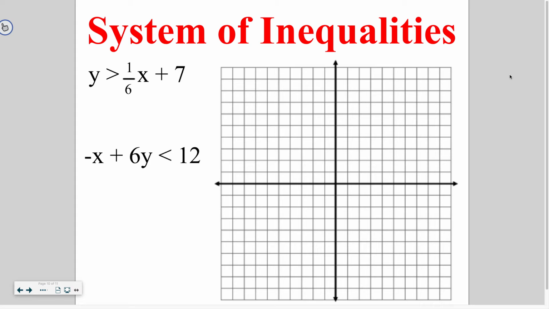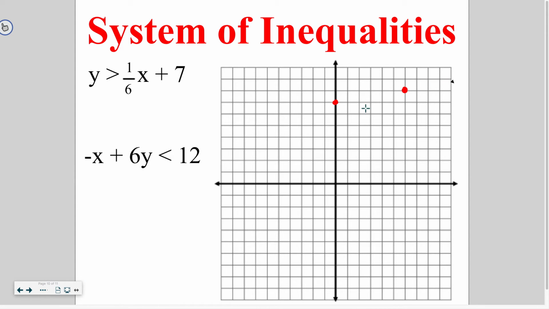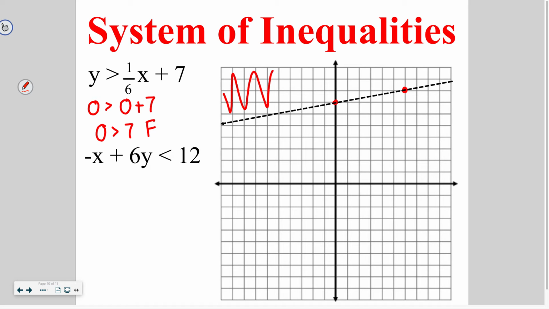So this last one is going to show us a case that is a little bit different from the other ones that we have done so far. So we are going to start at 7 and go up 1 and right 6. Since it does not have an equal to part, we are going to put in a dashed line connecting both of our points all the way through. So when I plug in 0, I've got 0 is greater than 0 plus 7. That is going to give me 0 is greater than 7, which is a false statement. So I'm going to shade above that line so it doesn't include 0.